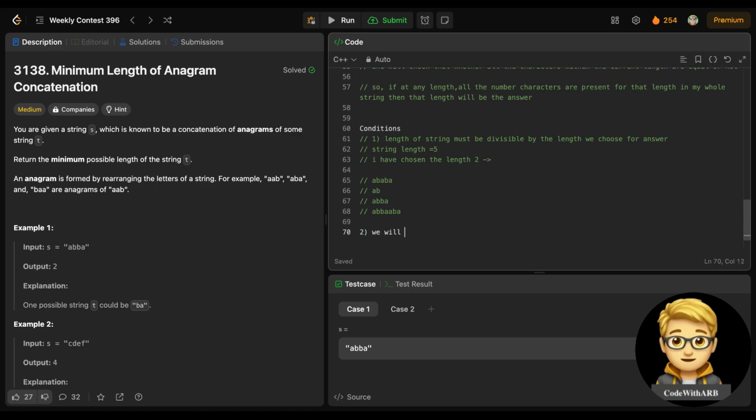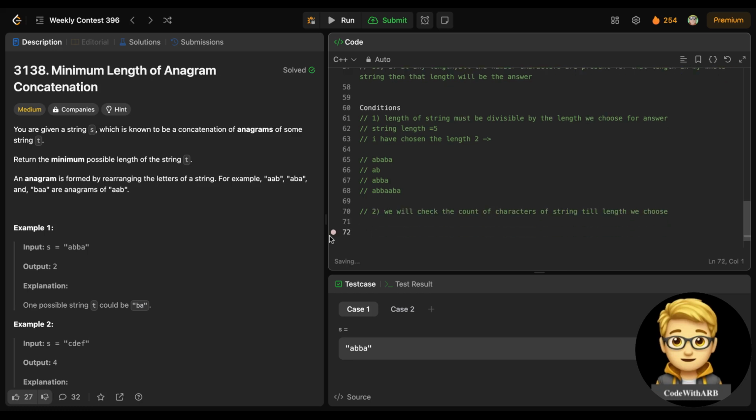We will check the count of characters of a string for the length we choose, right? And then we will check the count of all characters for each segment of that length.